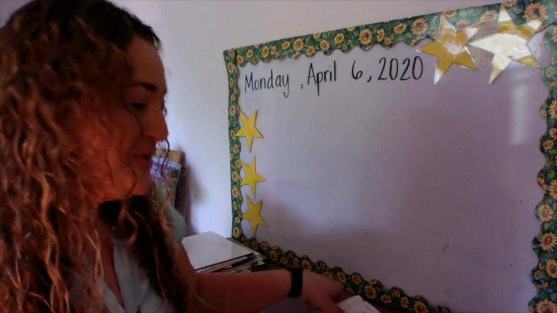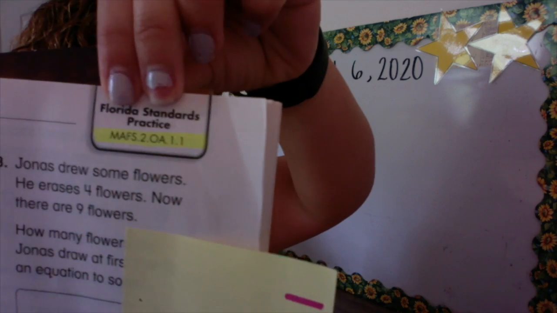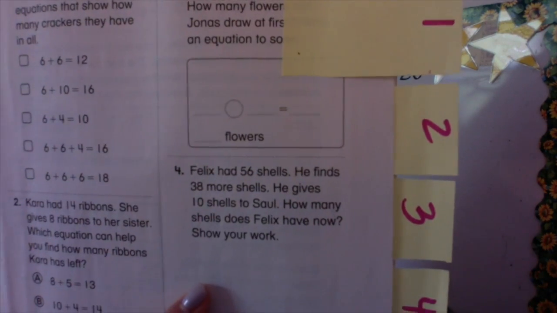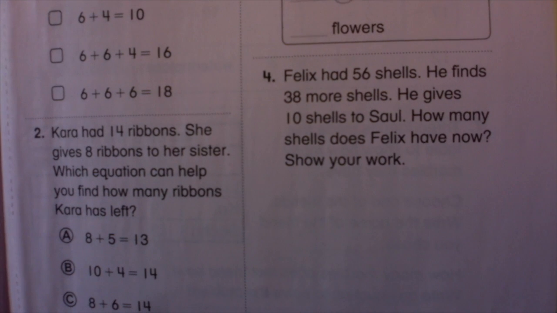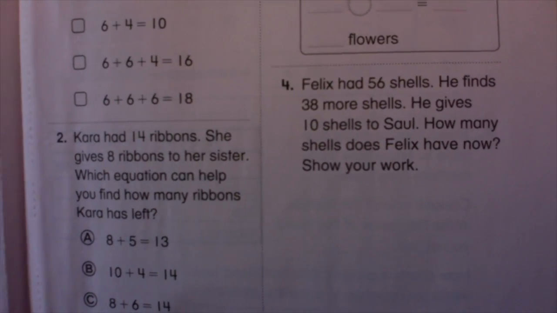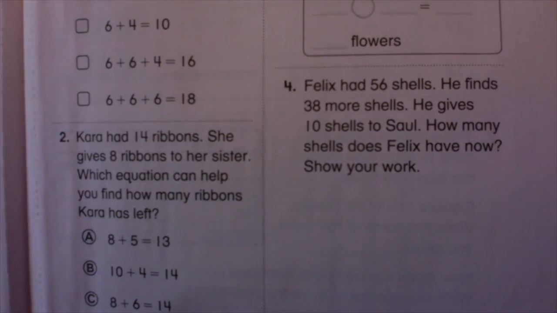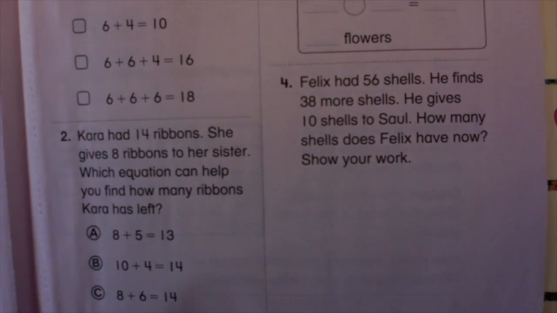Hello. So today I'm going to be reviewing a math problem from OA.1.1 and I'm going to be going over number 4. So let's read the problem together. Felix had 56 shells. He finds 38 more shells. He gives 10 shells to Saul. How many shells does Felix have now? Show your work.